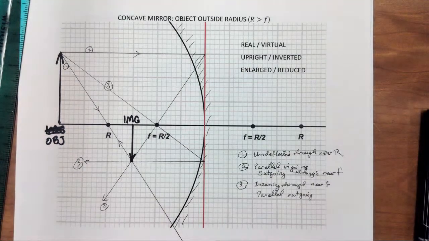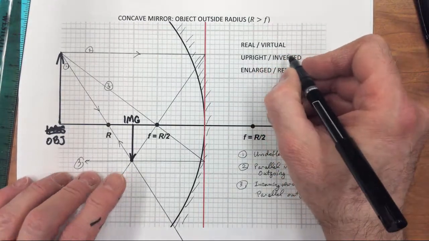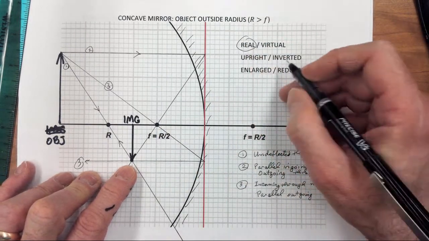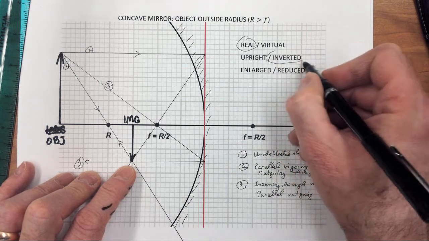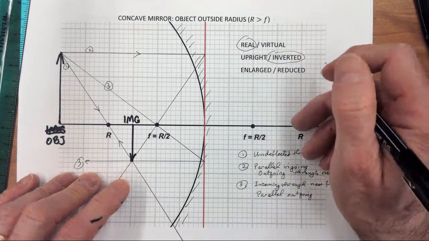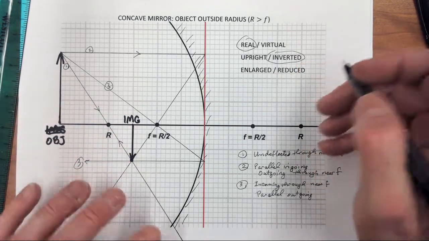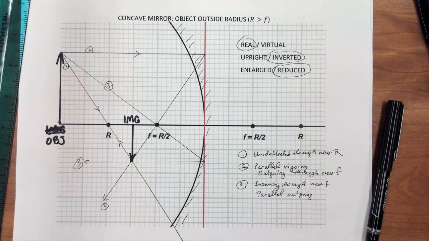Now let's look at the 3 properties of an image. This one, is it real or virtual? Well, the rays cross right there, so that's real. Is it upright or inverted? That's right, it's inverted. Is it enlarged or reduced? Well, we look at the length of this versus the length of that in the vertical, and it's reduced. So that's how we do a concave mirror.